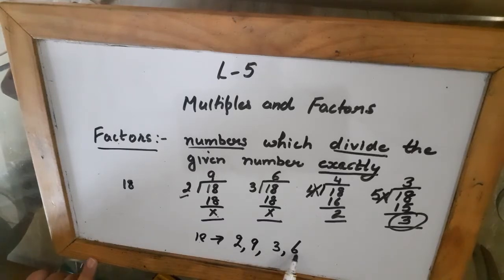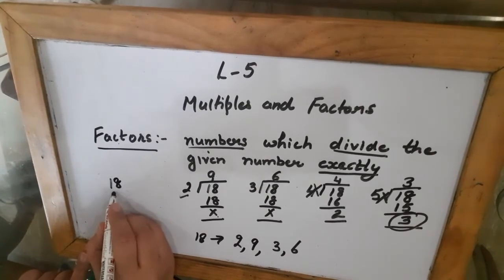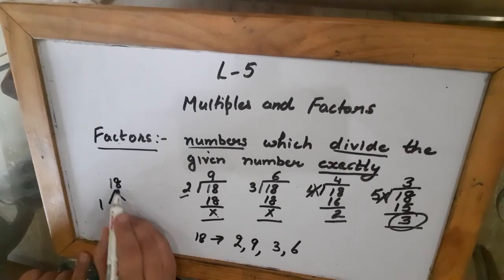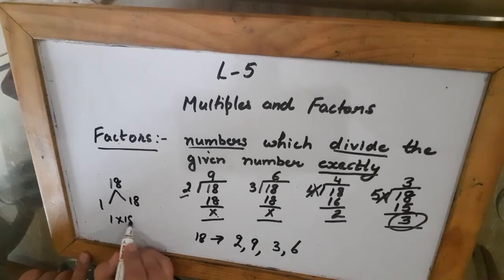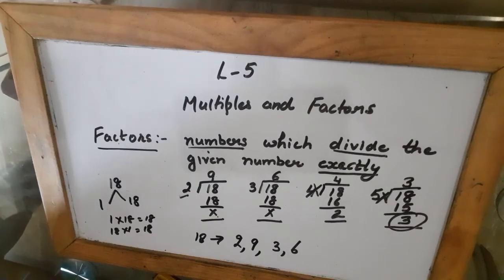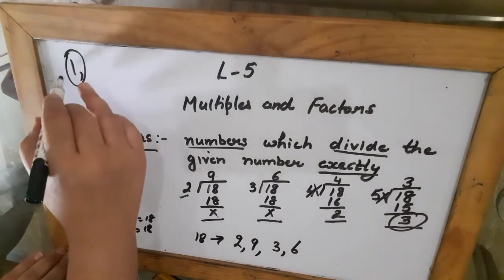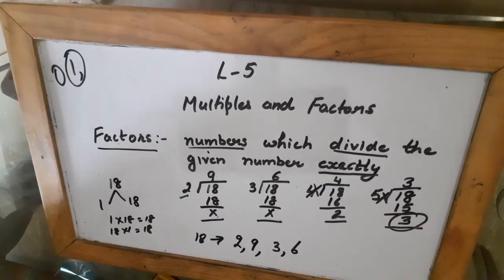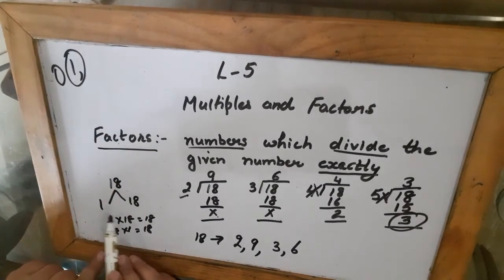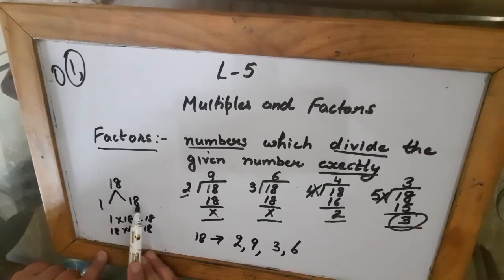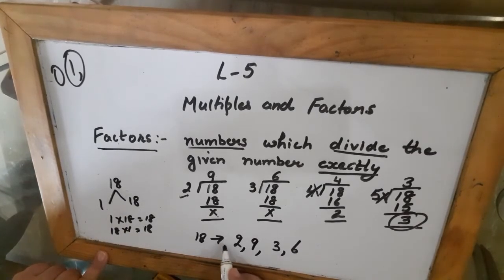So 2, 9, 3, 6 are factors, and also every number has at least two factors, like every number is divisible by 1 and the number itself. Like I can say 1 eighteen is 18 and 18 ones are 18. So every number except 1 and 0 has at least two factors, 1 and the number itself. So the other factors of 18 are 1 and 18 also.